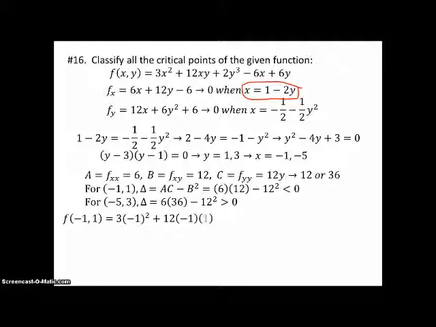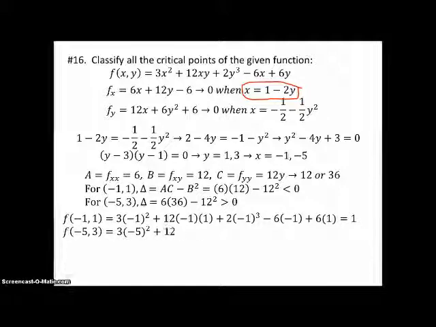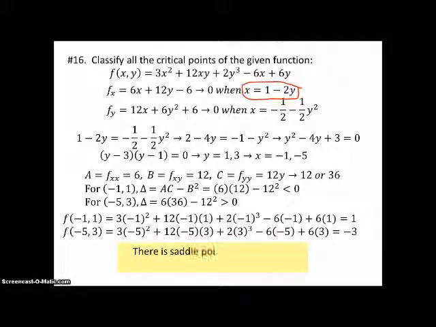So when we plug in (-1, 1), we get 1. And when we plug in (-5, 3) into the original function, we get -3. There is a saddle point at (-1, 1, 1), and a minimum value of -3 at the xy point of (-5, 3). And so it's just a matter of keeping straight your different values and being careful with your computations.